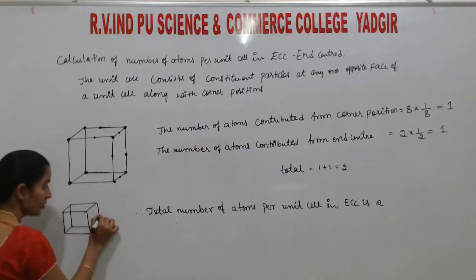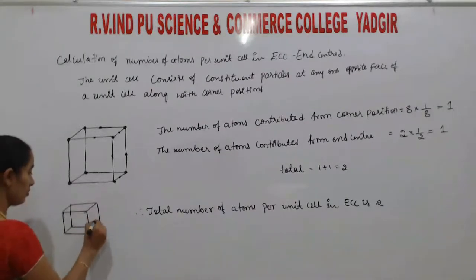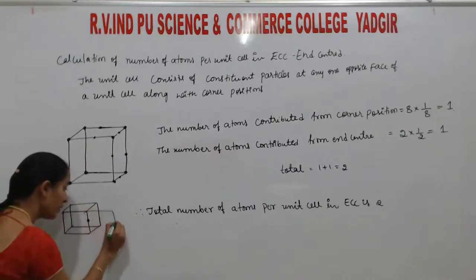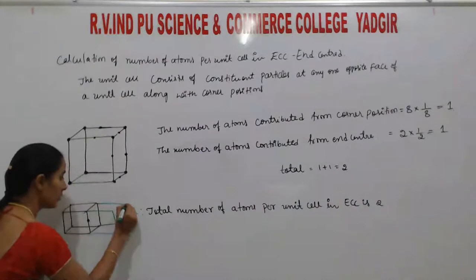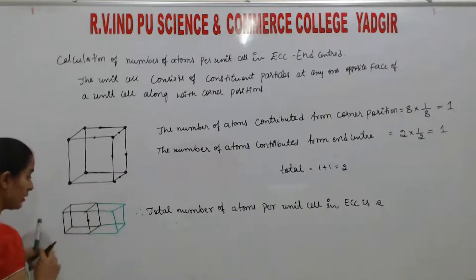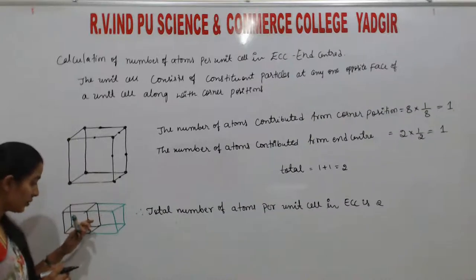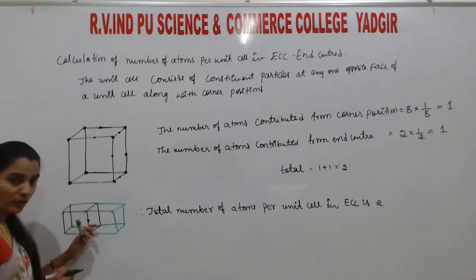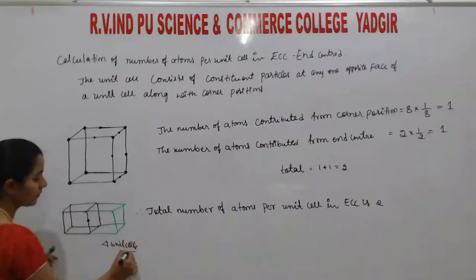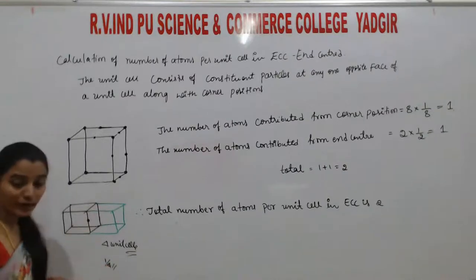So this is 1 edge. So this edge, not this edge, you take this one, edge center. This is of course shared with another unit cell here. One, in front, above this, here one. It means this unit cell at this corner point is shared between 4 unit cells. For 1 unit cell, this is 1 by 4. So like that, 12 edges are there.